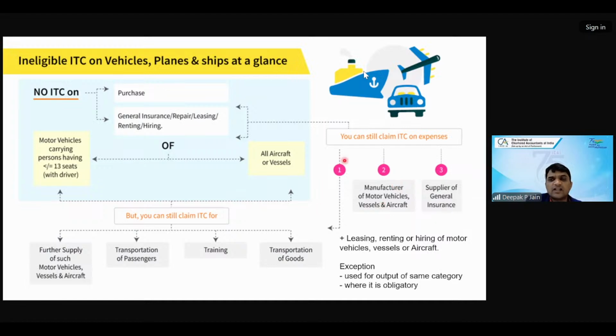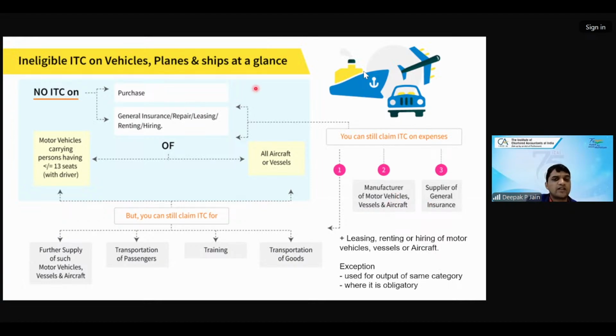Then you can still claim ITC on expenses where the manufacturer of motor vehicles, vessel, if it's a manufacturer that we have said, and if it's a supplier of general insurance, then he can claim it. Which one? General insurance and things like that. Who can claim the credit on general insurance? If it's a supplier of insurance company or manufacturer of motor vehicles, then he can claim.